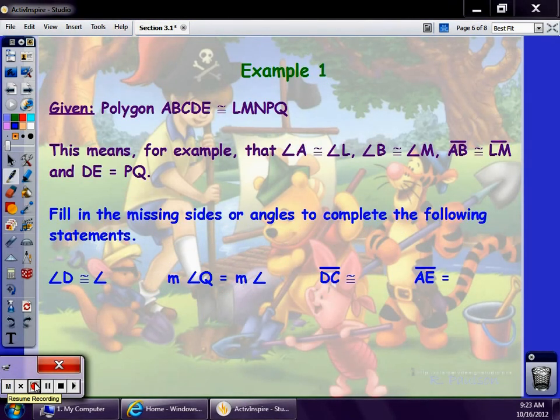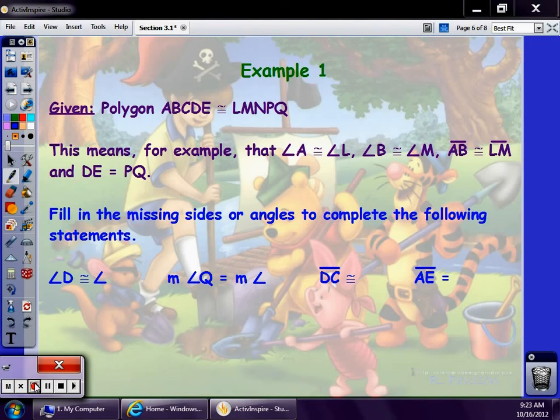So let's take a look at example 1. We are given that polygon ABCDE is congruent to polygon LMNPQ. This means, for example, that angle A corresponds to angle L, angle B corresponds to angle M, that segment AB corresponds to LM, and that the length of DE corresponds to the length of PQ. So this means that angle A is congruent to angle L, angle B is congruent to angle M, segment AB is congruent to segment LM, and that the length of DE is congruent to the length of PQ.